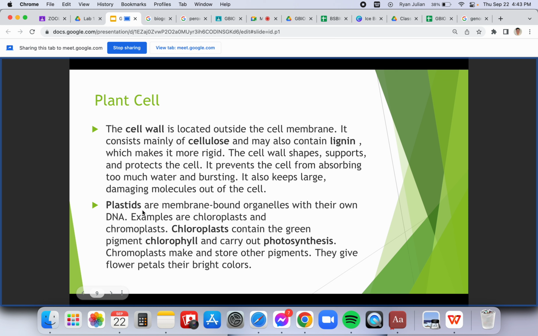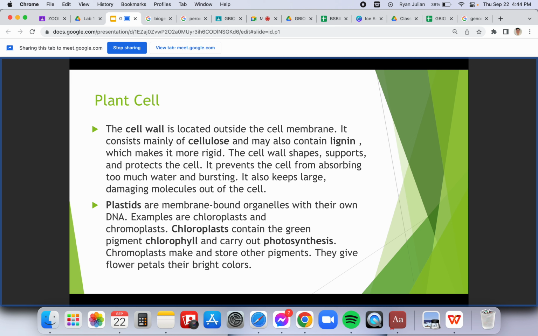Okay, and for the last one, plastids. As you can see here, they are defined as membrane-bound organelles with their own DNA or deoxyribonucleic acid, which dictates the physical attributes of a person regarding its appearance that are very observable. Examples are chloroplasts and chromoplasts, wherein chloroplasts are composed of the green pigment called chlorophyll and carry out photosynthesis. And as for the chromoplasts, they make and store other pigments. They give flower petals their bright and vivid colors.